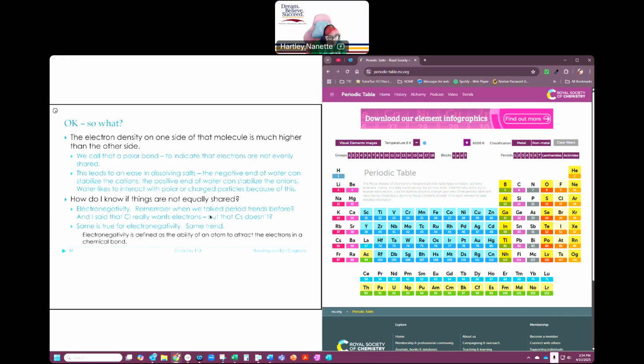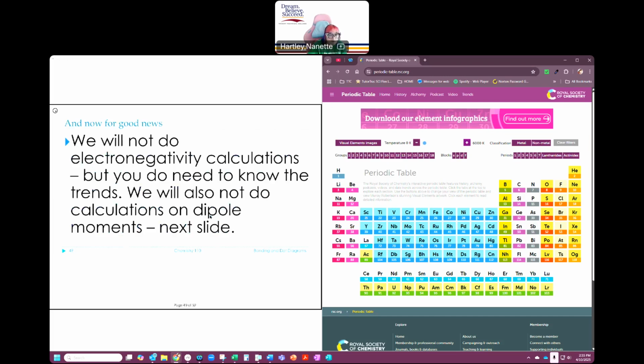It also means that those electrons are... Now, we aren't going to do the calculations that go with the electronegativity. We're only going to talk about them in the qualitative sense, not the quantitative sense. So we won't do the calculations. We just talk about them in the fact that they spend more time on one side than the other side. So don't worry about the numbers.